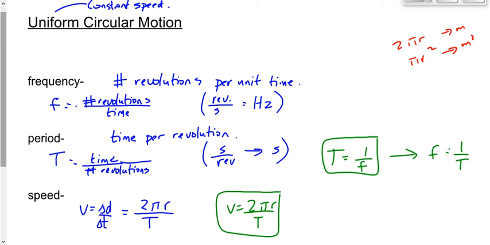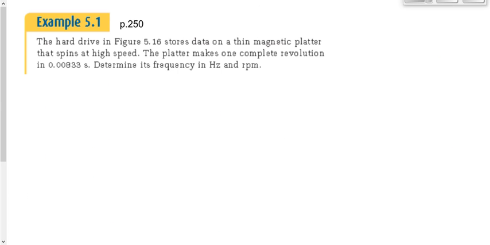Let's do one quick example, and then we'll call it a day. The example is on page 250, so you need to download chapter 5 if you haven't done that already. It says the hard drive of a computer stores data on a thin magnetic platter that spins at a high speed. The platter makes one complete revolution in 0.00833 seconds. What's the frequency in hertz and in, what does RPM stand for? Revolutions per minute, yeah.